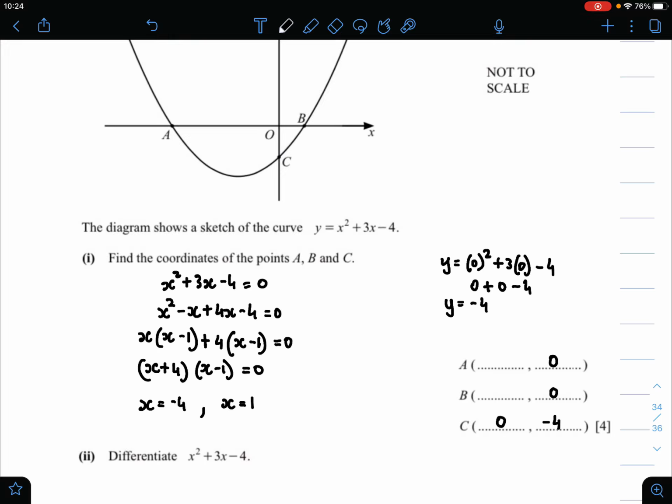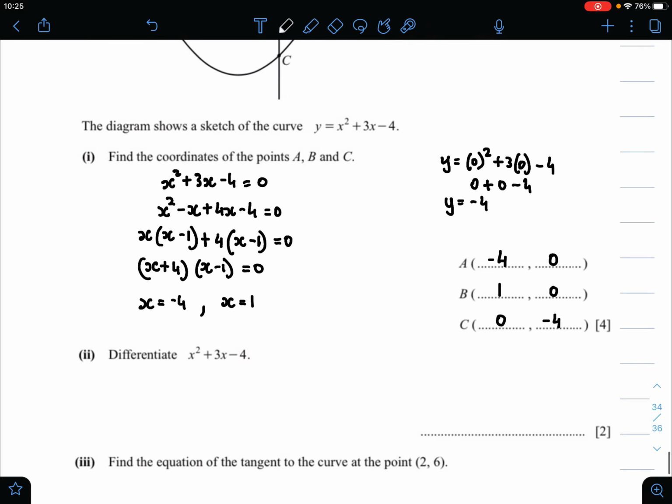So therefore we now have our coordinates for points A and B, the x coordinates. Now A lies to the left, in the second quadrant, where the x values are negative. So we know that negative 4 will be A's x coordinate and positive 1 will be B's, because B lies in the quadrant where x is positive.